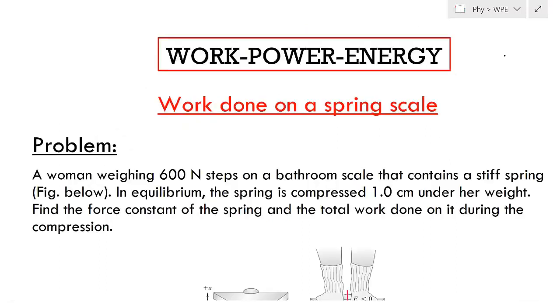Hello friends. In this video we will see how to calculate work done on a spring scale. You may remember the work done on a spring is given as half k x2 squared minus half k x1 squared. In this case, k is the spring constant, x2 is the final spring length, and x1 is the initial spring length. So let us illustrate all this using an example.